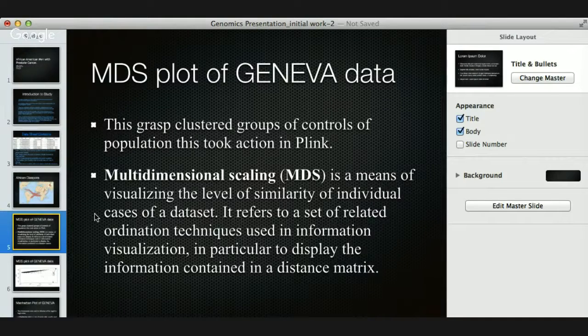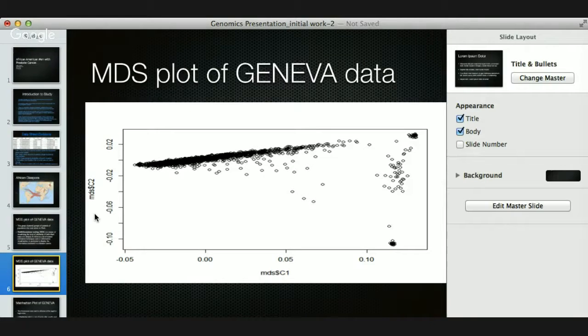The first graph is an MDS plot, and that was in the GENEVA database. That is a multidimensional scaling plot. This graph clusters the groups of controls and populations. The multidimensional scaling graph is a means of visualizing the levels of similarity among individual cases of a dataset. It refers to a set of related ordination techniques used in information visualization to display the information contained in a distance matrix. And this is my MDS plot.